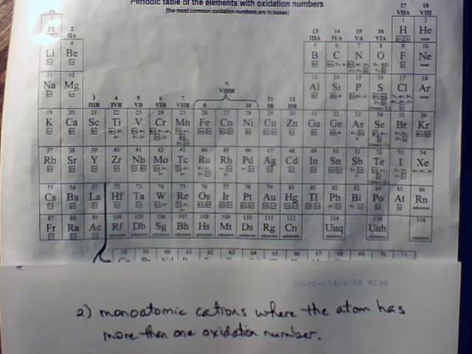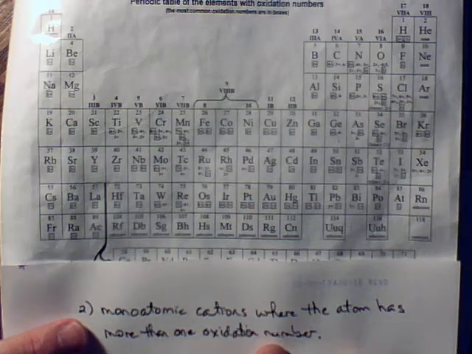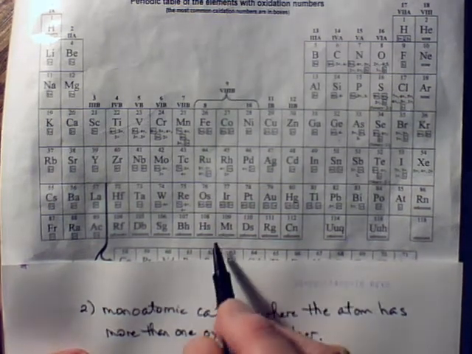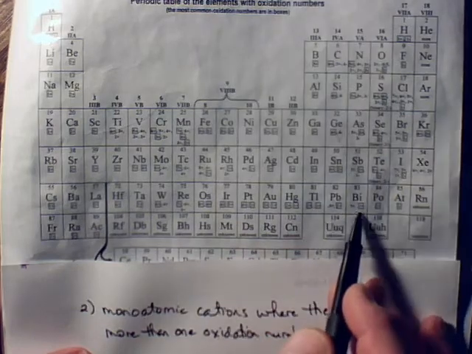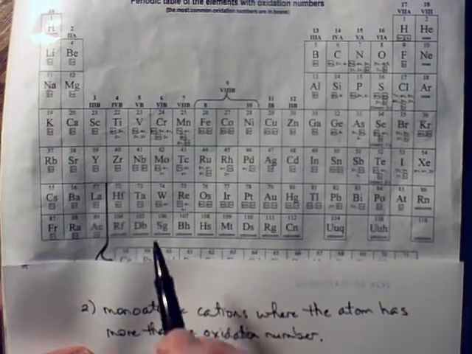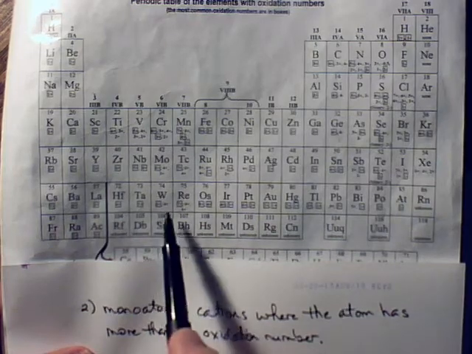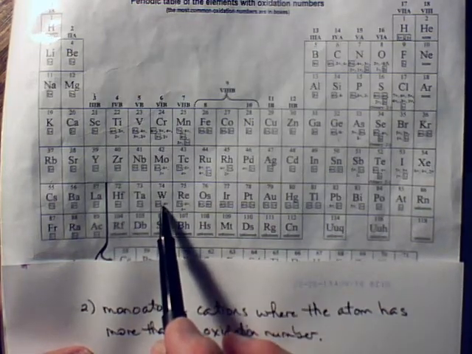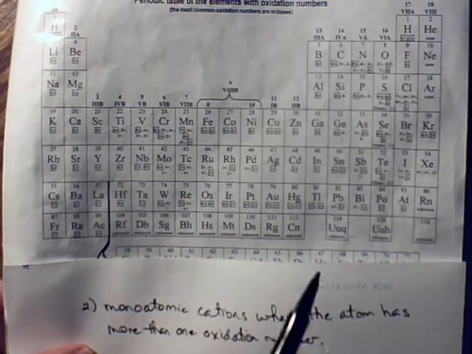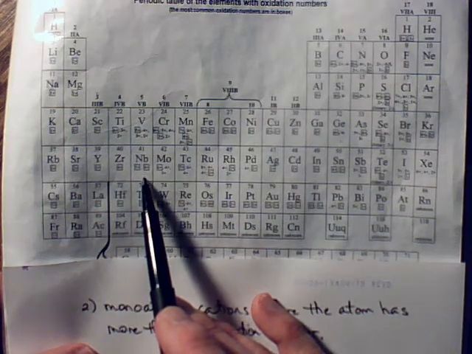Somebody said Cu. Cu is copper, by the way. What? From 76 through 83 is all. Okay, so everything from osmium all the way over to bismuth, all of those have more than one positive oxidation number. Niobium. Is that what you're saying? Okay. Okay, tungsten. Okay, what else? We said niobium.